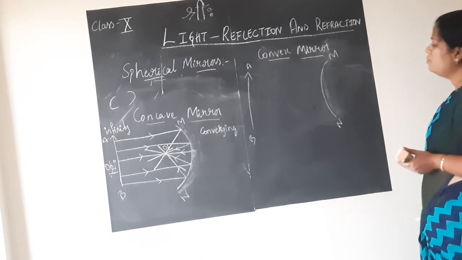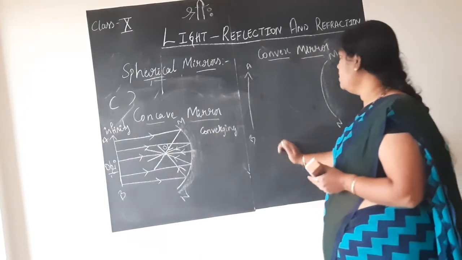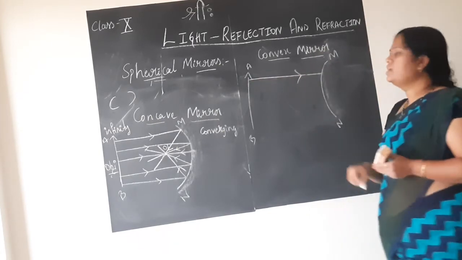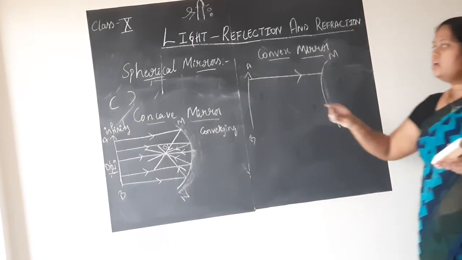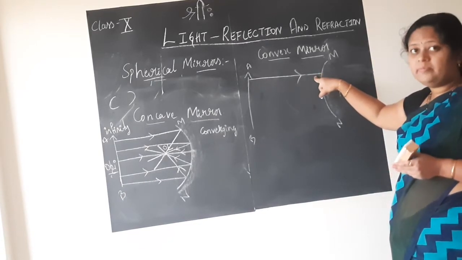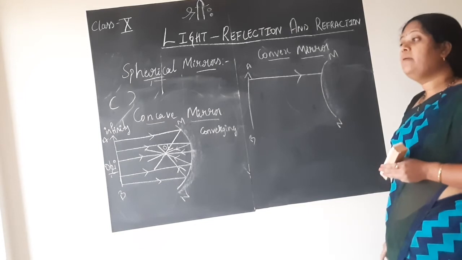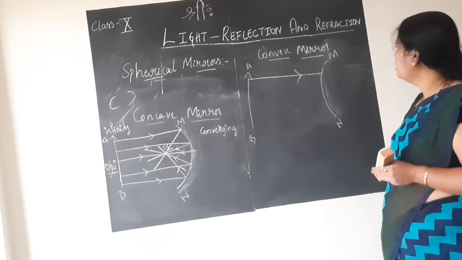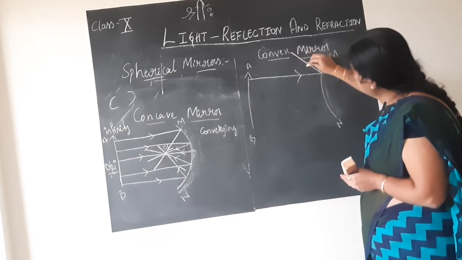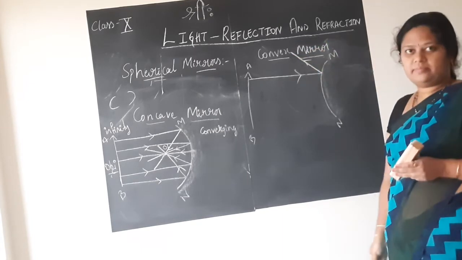So the light is coming from some distant object AB and now falling on what? On the convex mirror. After the ray of light falls on the convex mirror, the reflection will take place. But how will the reflected ray go? It will go in this direction.